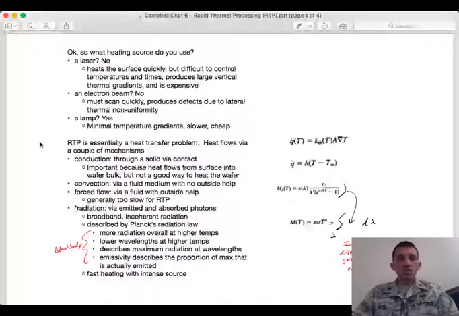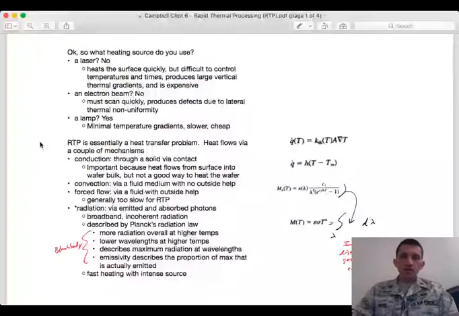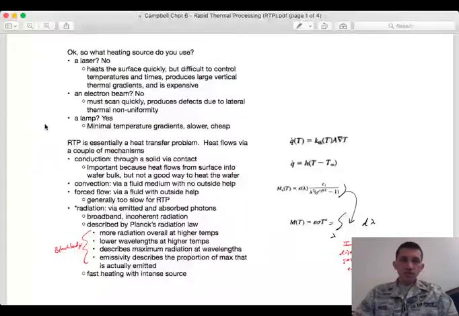So what methods can we use? Can we use a laser? Well, no, it's not the best. It can heat the surface very quickly, especially a pulse laser, right? It can heat the surface so quickly that you would ablate the very top layer. But lasers can be difficult to control, the temperature and the time, and that deposition into the upper surface, especially from a pulse laser, produces very large thermal gradients.